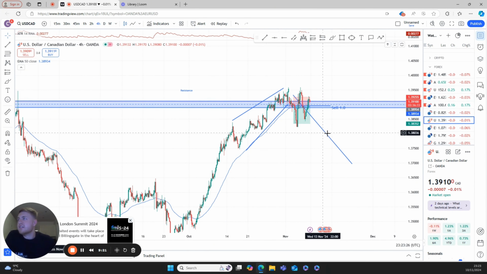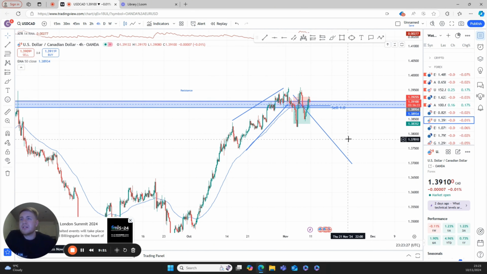So this is USD against the Canadian dollar. And the reason why I took this trade was we had a strong bullish market, which was going in a very strong upward trend. As you can see, very steep. Then I noticed that it had started to slow down. So even though the price is still going up slowly, that indicates that it's going to have a bearish reversal.